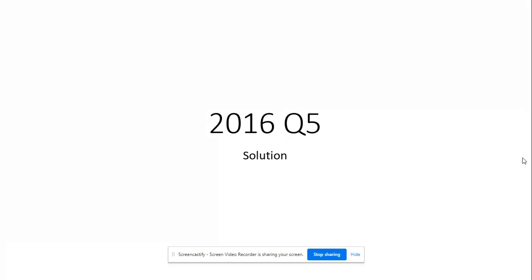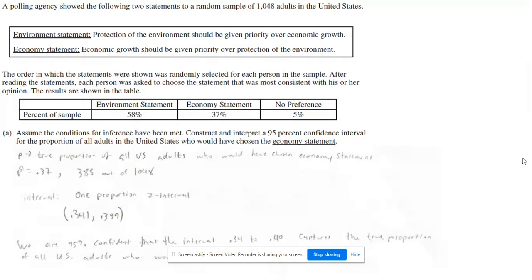This is a polling agency talking about an environmental study. So you've already done it. You're checking your answers now, making changes as needed. I'll point out also any key factors that you should be aware of. So the first question here was pretty simple. Construct and interpret a 95% confidence interval.